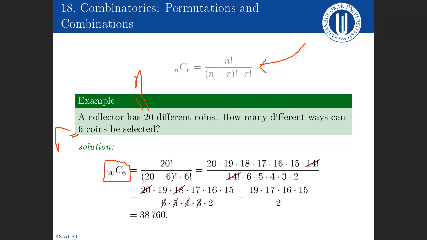Put the numbers 20 and 6 into our formula. I'll leave this for you to check at a later time. Please check that there are no mistakes here. Please check that 20C6 is 38,760.